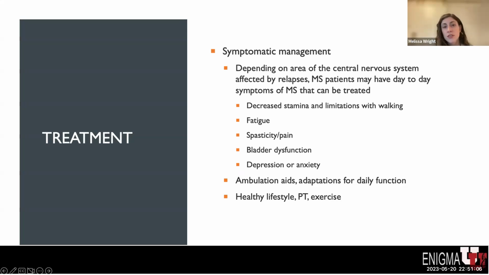Additionally, some patients with significant disability will need ambulation aids, even wheelchairs and scooters to help get around, and adaptations for daily function. For example, patients who are weak in their lower extremities may benefit from adaptive changes to their cars to allow for hand controls so they can continue to drive and be independent. Additionally, healthy lifestyles, physical therapy, and exercise can help patients maintain the neurologic function that they have.